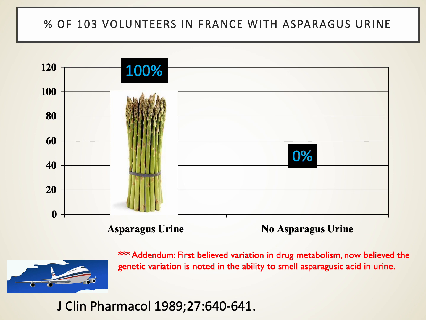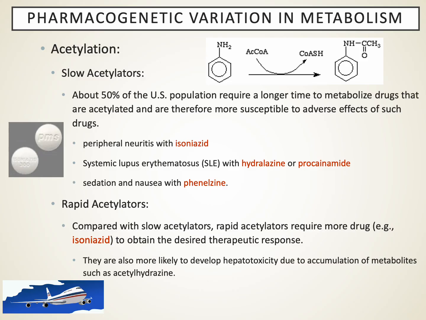So there are other explanations. But if you talk with your colleagues about who has asparagus urine and who doesn't in the room, you'll get the sense that there's a variation in metabolism of asparaginosic acid, just as the different patients you're going to have in practice are going to have variation in response as well. Let's look at a couple of examples of some key pharmacogenetic variation we'll see in drug metabolism.